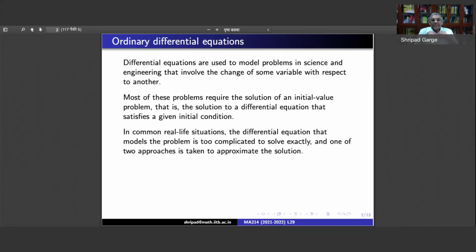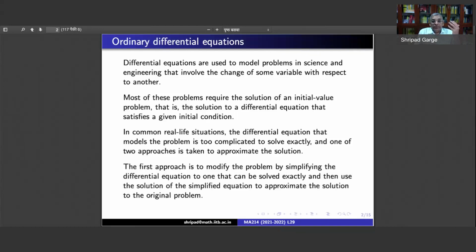Now, these differential equations which model our real life situations are very complicated, so it is typically impossible to solve them exactly. There are two approaches that one takes. In the first approach, we change the differential equation itself. We change it slightly so that we reach a differential equation which can be solved, and then we hope that the corresponding solution will give an approximate solution to the original problem. This is approach number one.